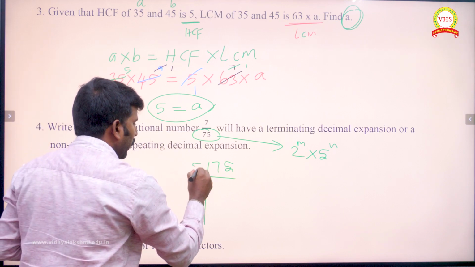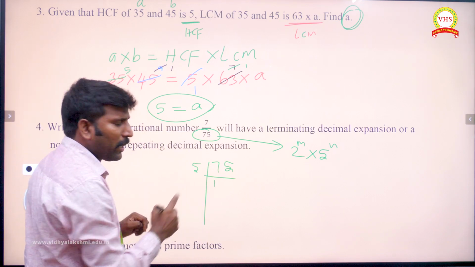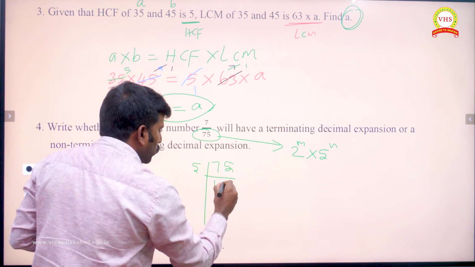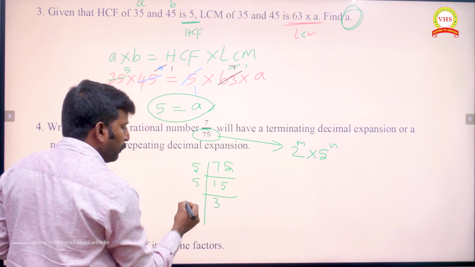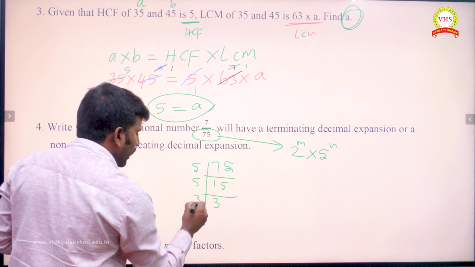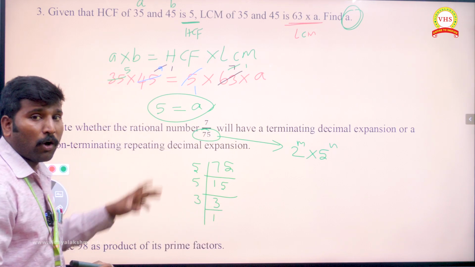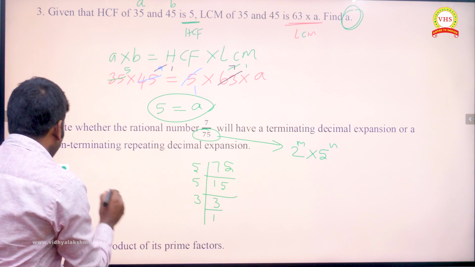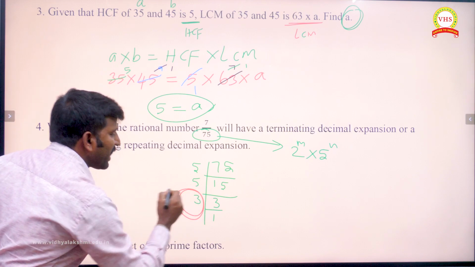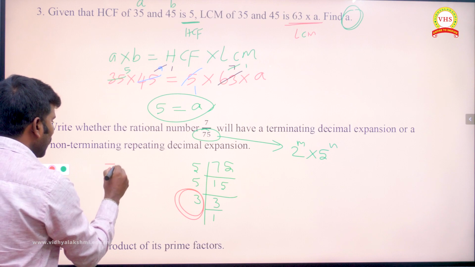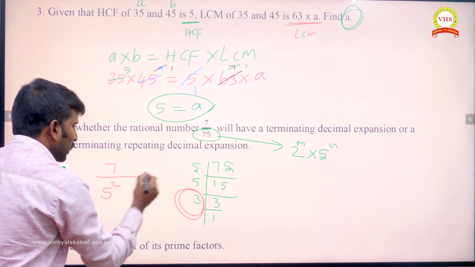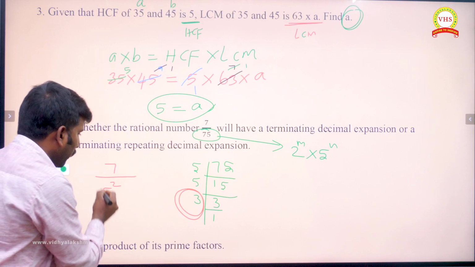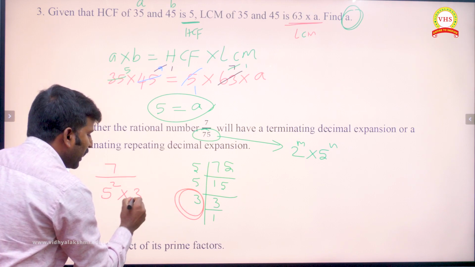Right. First I'm going with 5. 1 5 is 5, remaining 2, so 25. So 5 5s are 25. Again, 5 table I'm going. 3 5s are 15, 3 is there, so 3 1s are 3. After taking all the prime factors, see, the prime factorization consists of 3 in the denominator. It means 75, I am writing 5 power 2 because 5 is coming 2 times. So I am writing 5 power 2 multiplied by 3.